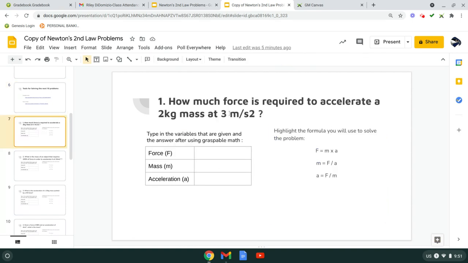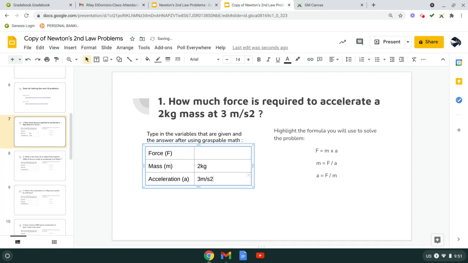It says, how much force is required to accelerate a 2 kilogram mass at 3 meters per second squared? So 2 kilograms is telling us that it's a mass, so we want to write down 2 kilograms under mass. And it's at 3 meters per second squared, which is telling us that that's an acceleration. So we're going to write 3 meters per second squared.